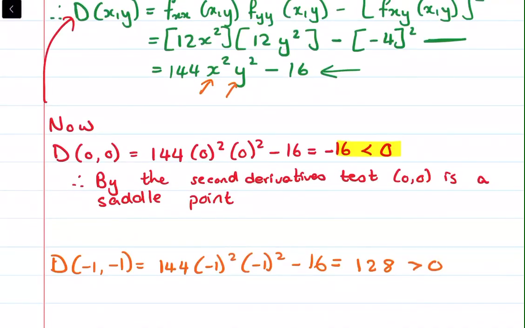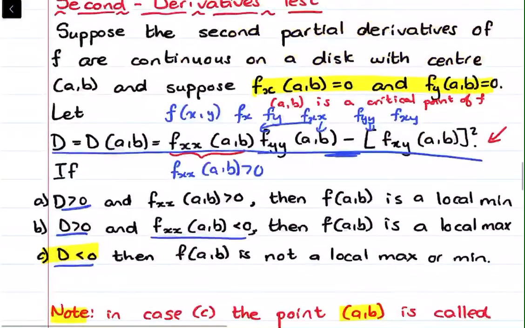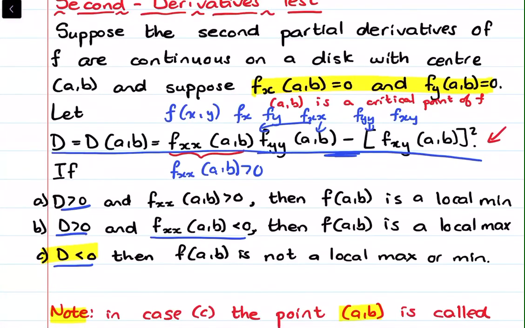128 is positive, okay? So let's go back to the test. We have that 128 is positive, which means that I am between A and B. Then what does it mean? It means that I have to look at something else. There's an "and". So now I have to look at fxx, the second derivative evaluated at -1, -1. If it's positive, then I'll have a local minimum, and if it's negative, then I'll have a local maximum.